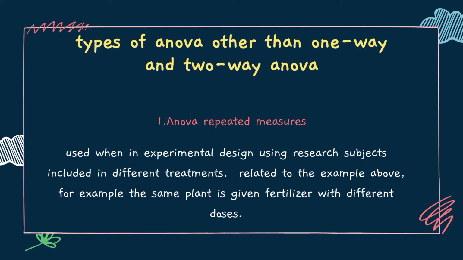Types of ANOVA other than one-way and two-way ANOVA. The first is repeated measures ANOVA, used in experimental designs where the research subjects are included in different treatments. Related to the example above, for example, the same plant is given fertilizer with different doses.